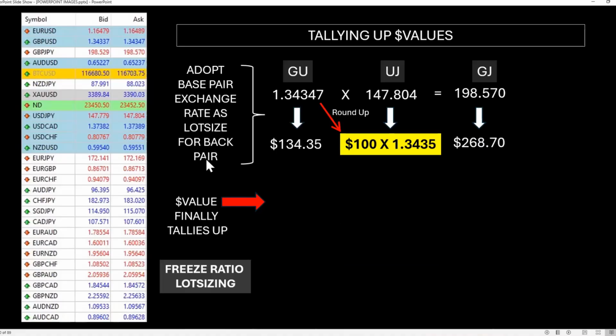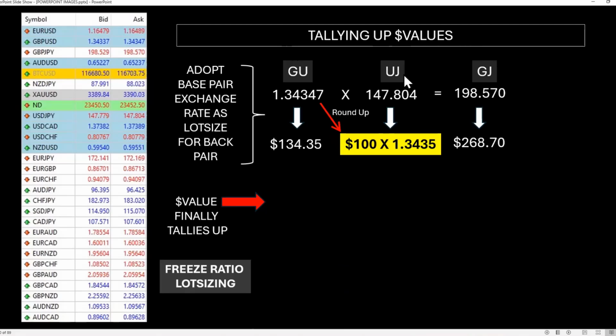So in this case, we have this exchange rate: GU, UJ, GJ. Here we've seen this before. And we've seen the dollar value, 134. This is always going to be 100. The back pair will always be 100. Doesn't matter what currency it is. It will always be 100. And GJ is 268.7. To tally all this up, just take the exchange rate of the base pair and adopt the base pair exchange rate as the lot size for the back pair.